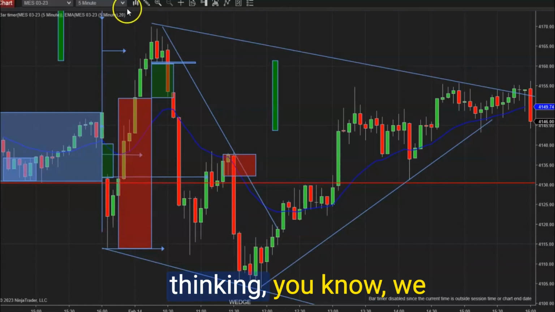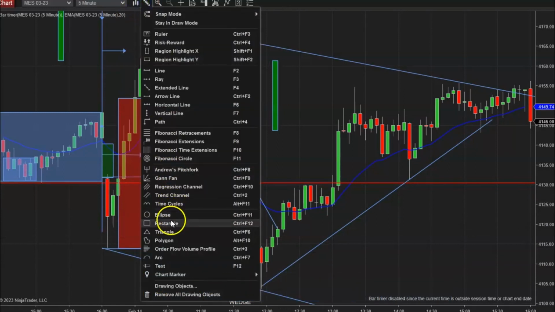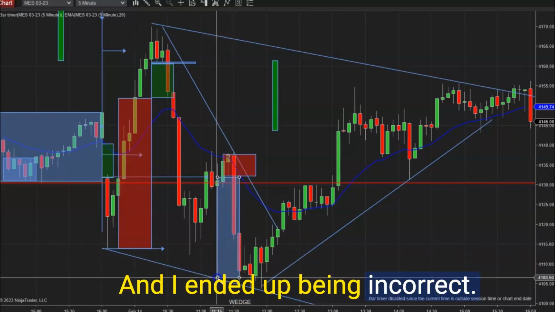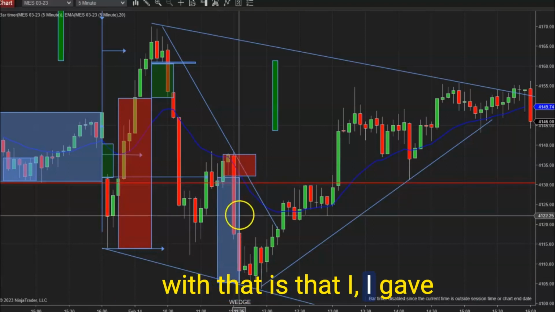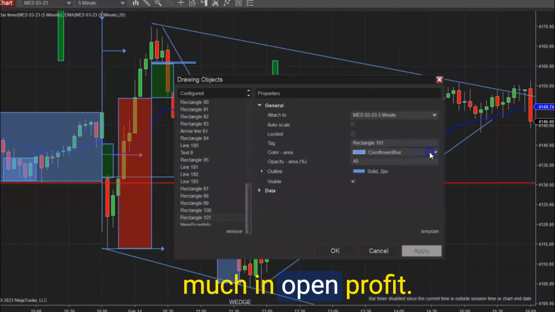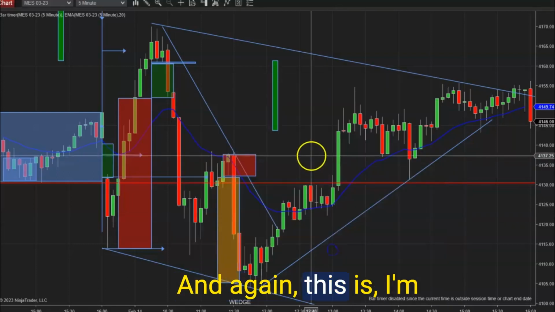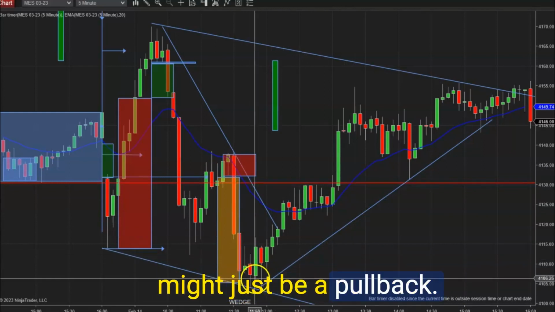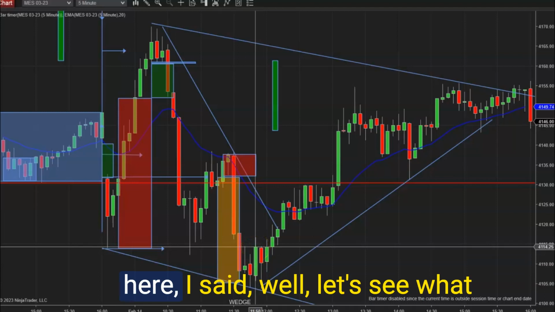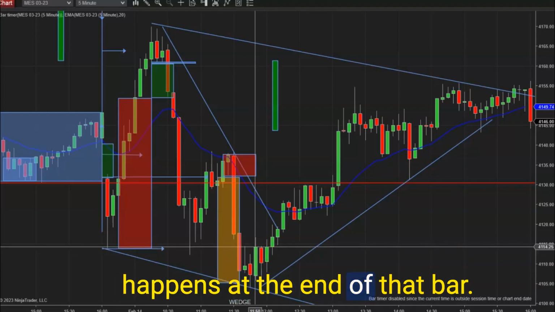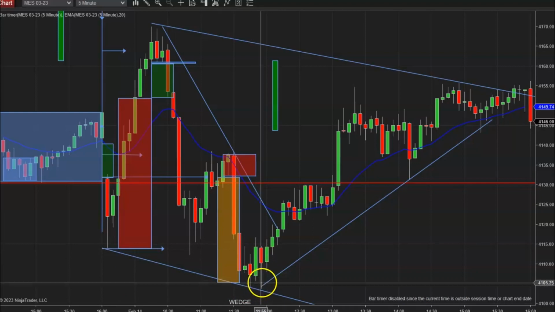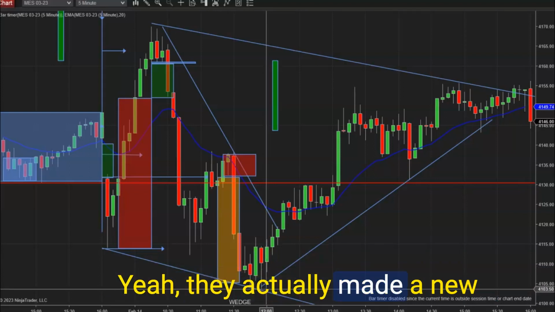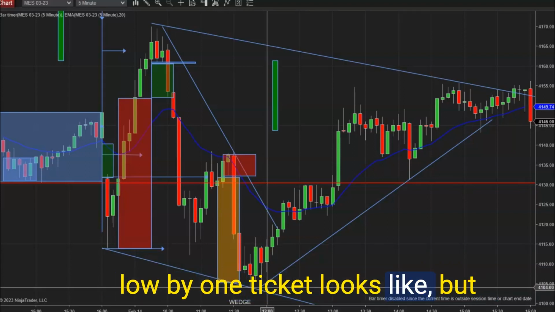So at this point, I'm thinking we have all this profit in hand, and we're probably going to have another leg down, and I ended up being incorrect. What happened is that I gave it a little bit more room because I had this much in open profit. And again, I'm human like everybody else, and because I saw this, I was thinking that this might just be a pullback. So when I saw this green bar here, I said, well, let's see what happens at the end of that bar, and they sold it immediately. What I failed to realize is that once they sold it immediately, did they make a new low? Yeah, they actually made a new low by one tick, it looks like.